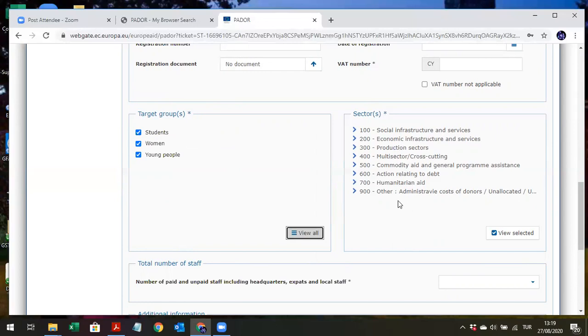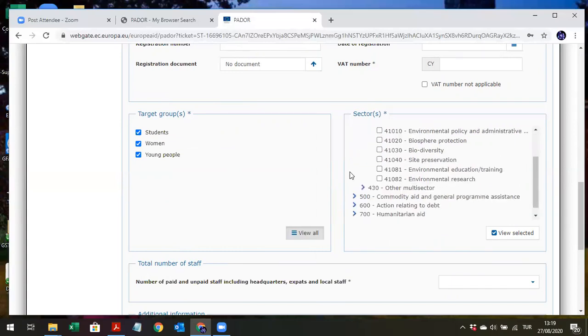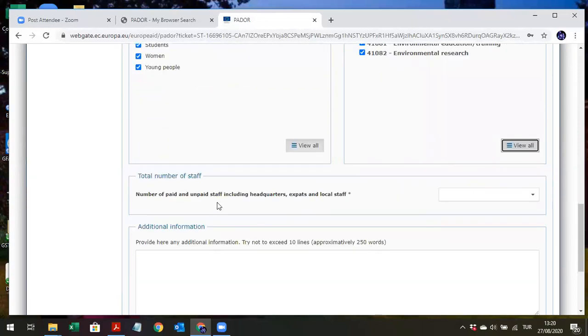Also, the sectors under which this entity or the initiative is operating or will be operating should be chosen from this list. Let's say it is engaging in environmental activities. You can choose, as our target group is students. I'm guessing that this organization is engaging in environmental education training and environmental research perhaps. So these are selected.